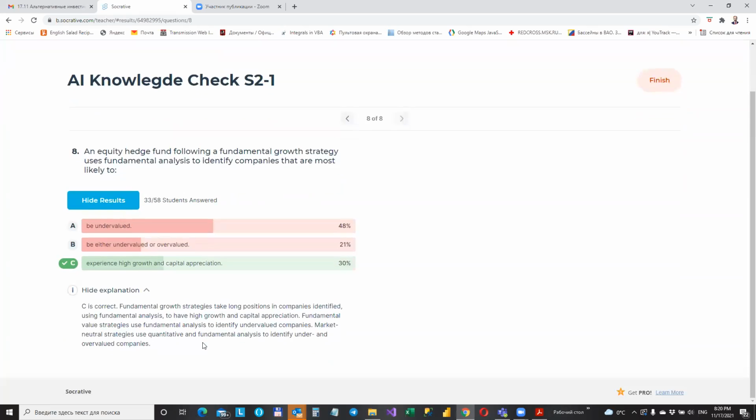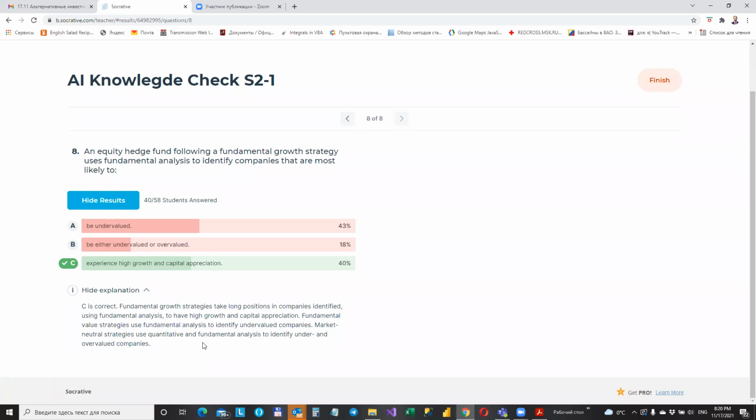Yeah, let's check what is fundamental growth. It takes a long position in a company that will experience high growth and capital appreciation. It is a process of identifying opportunities for growth and for appreciation of capital, rather than just looking for companies that are undervalued for one reason or another. Because the reason for a company being undervalued is not only that it cannot experience high growth and capital appreciation.